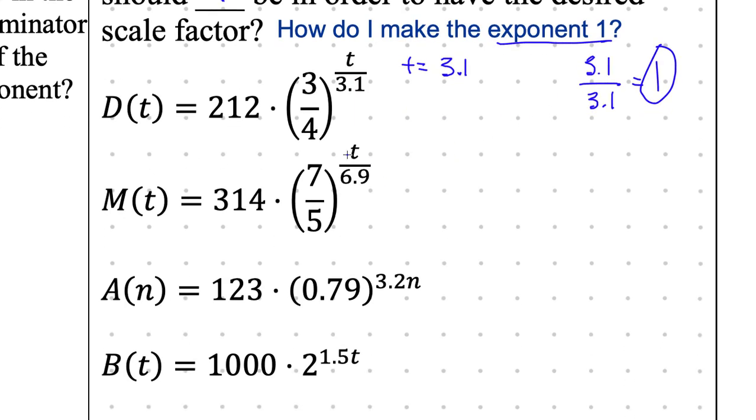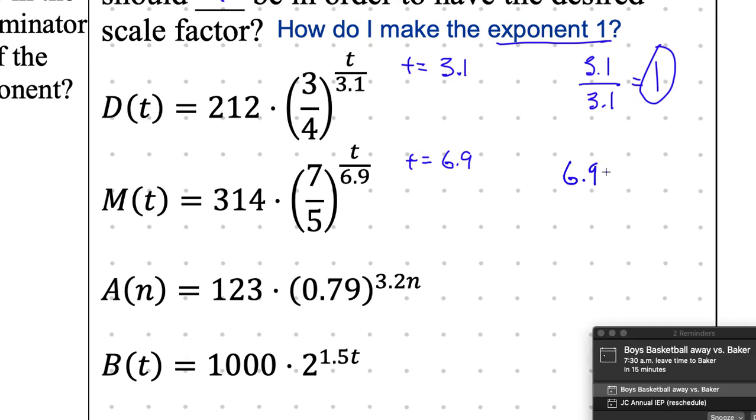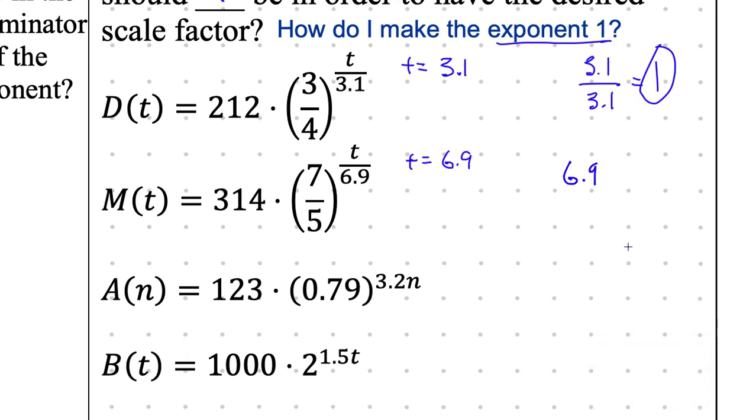Okay, well, what about this one? How do I make this exponent 1? Well, it's the same answer. If t is equal to 6.9, that will make this exponent 1, because again, I'll plug in 6.9 into the numerator, and then the denominator is still 6.9, and therefore that's equal to 1. And that seems pretty straightforward. Oh, Mr. Sindel, just choose the bottom number.